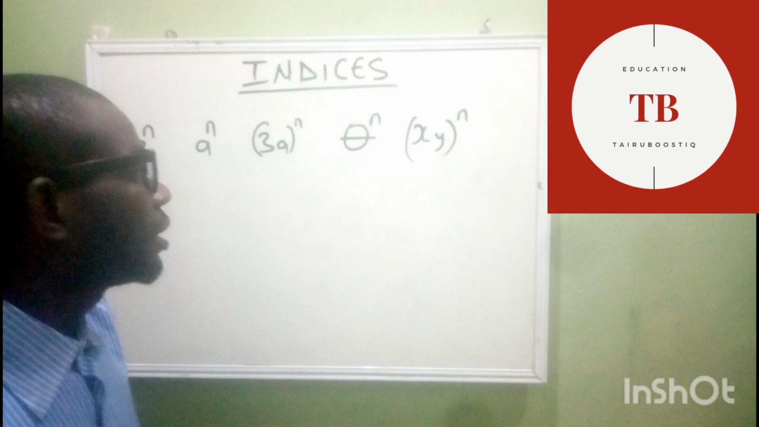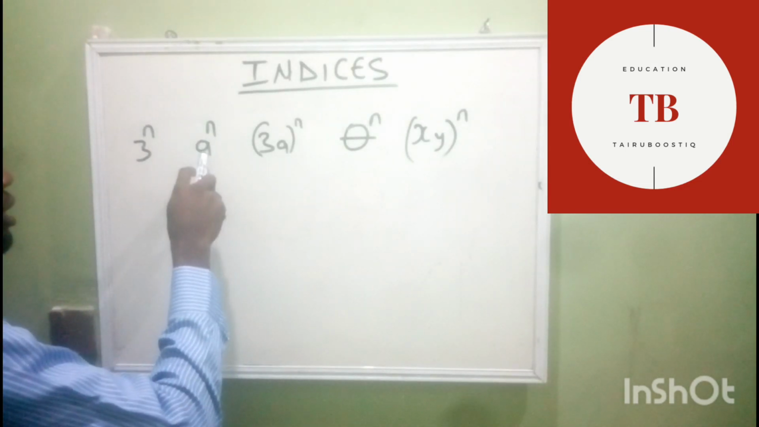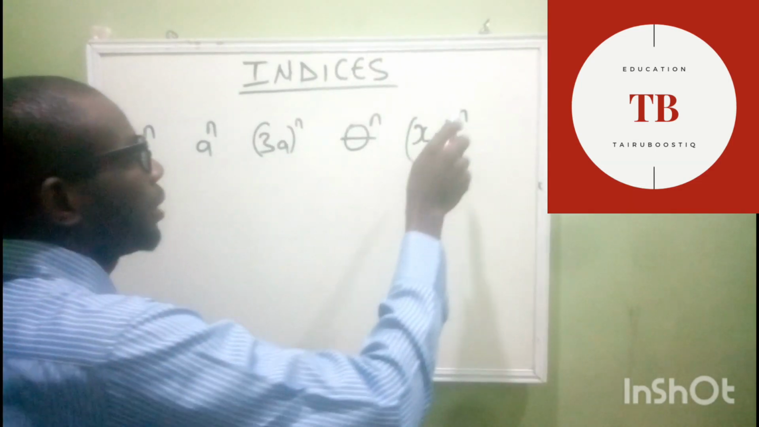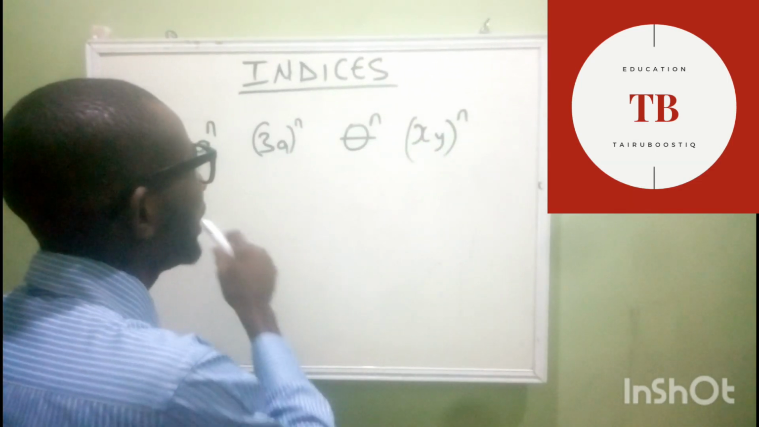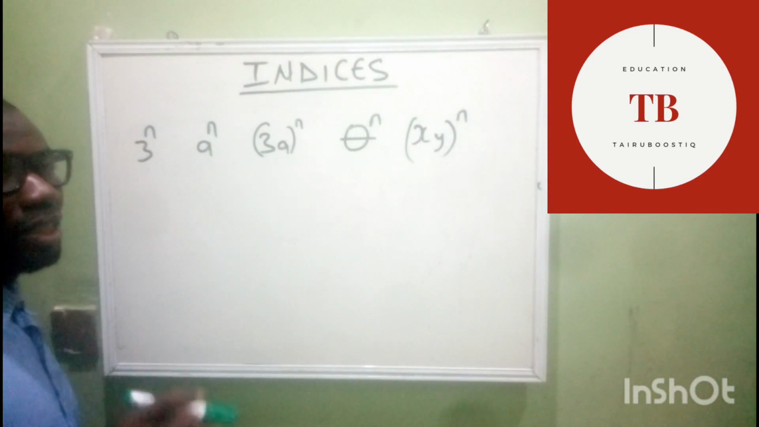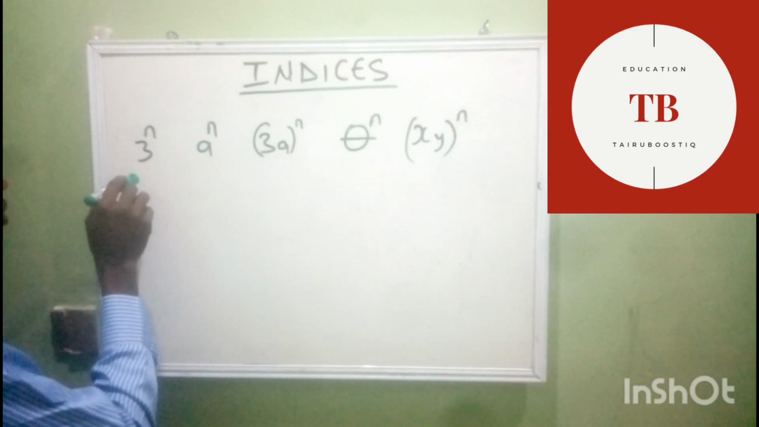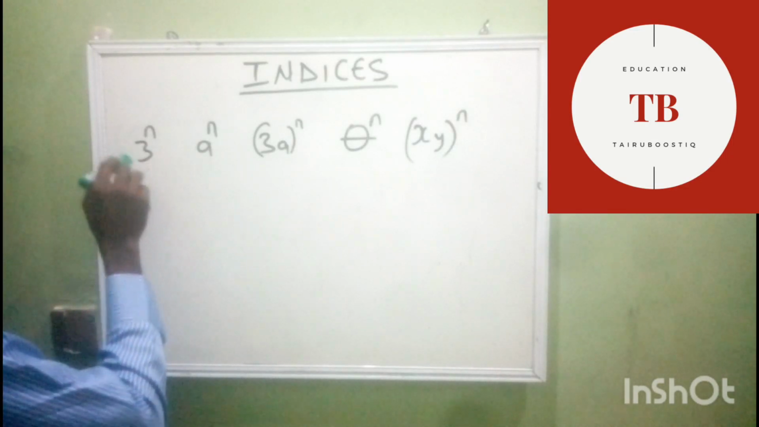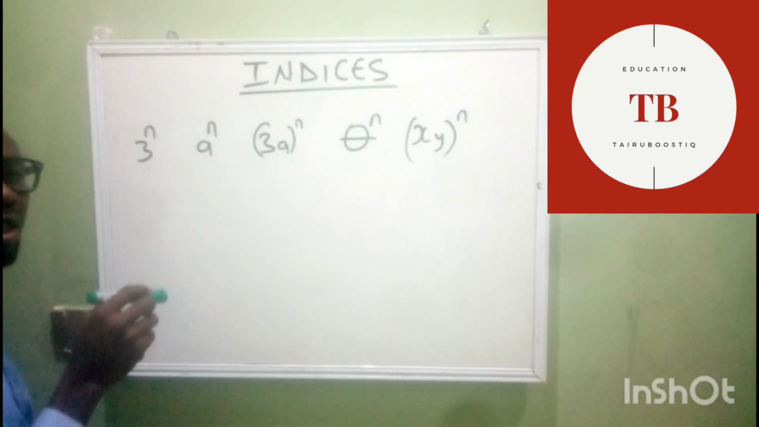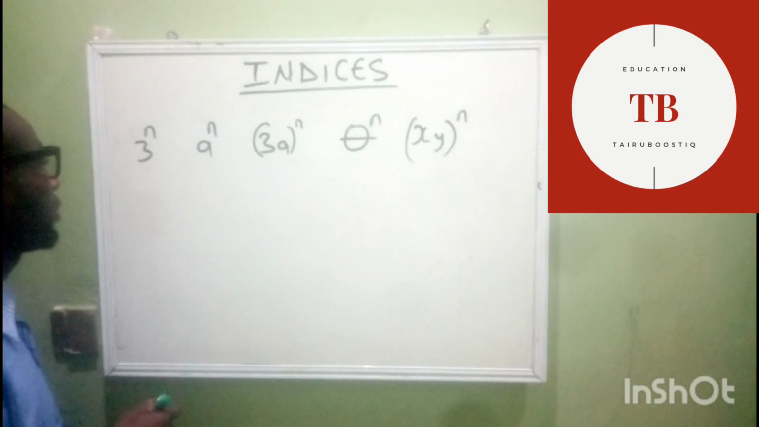Sometimes an indices question can appear as 3 raised to power n, a raised to power n, 3a raised to power n, theta raised to power n, and y raised to power n. And why did I write all these things on the board? First, the definition of indices simply means the way of shortening or writing a number multiplied by itself. That is what we call indices.